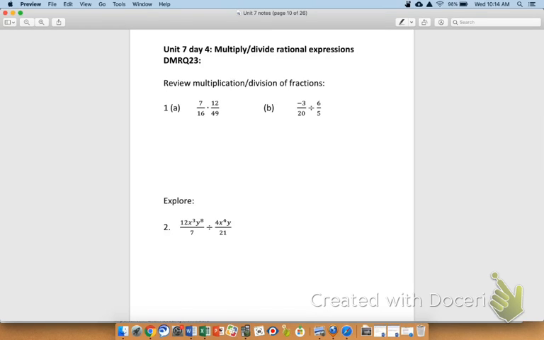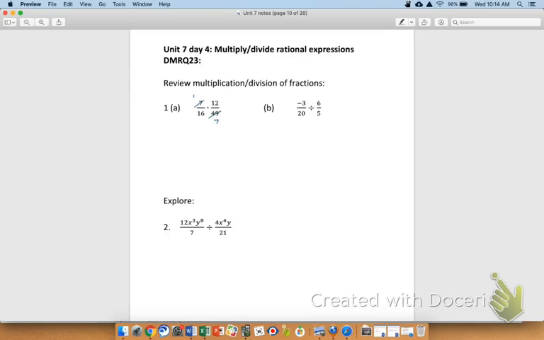So for number 1, we've got 7/16 times 12/49. And I'm hoping that a lot of you did some pre-canceling before you did the multiplication. Whenever you are multiplying, you can certainly do that. So maybe you noticed that the 7 and the 49 cancel out to be a 1 and a 7, right? 7 goes into 49 7 times. And maybe you did, or maybe you didn't, it's okay.